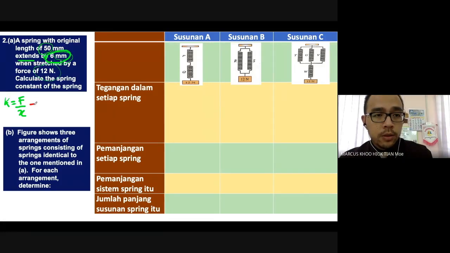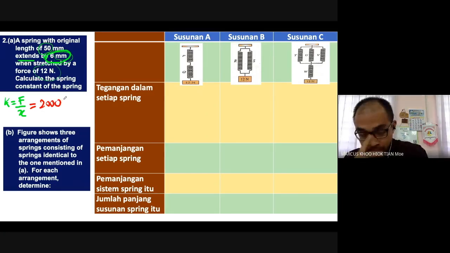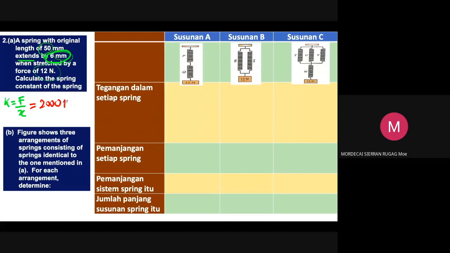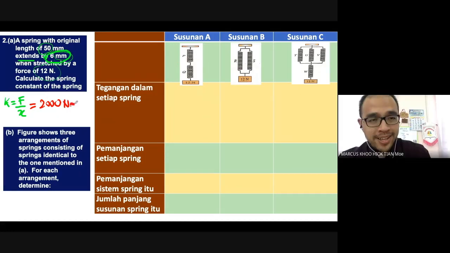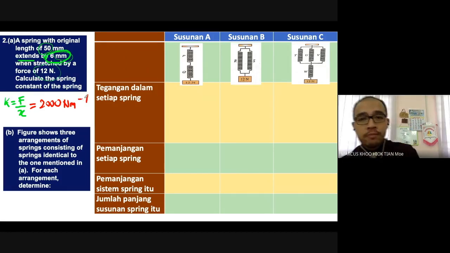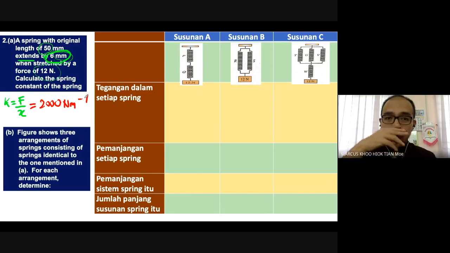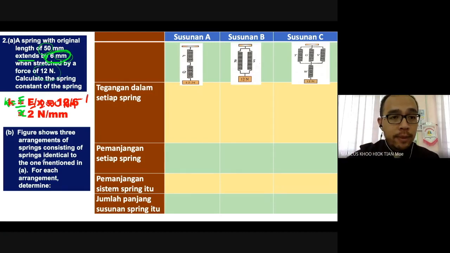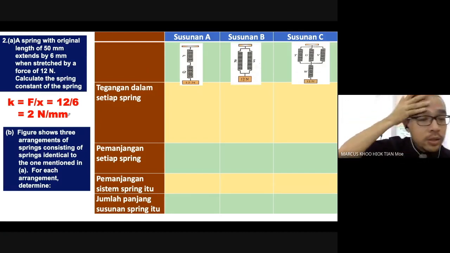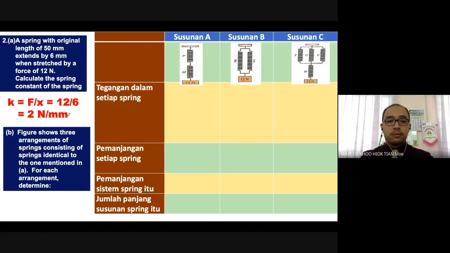K equals 2000 Newton over M. Newton per meter. 2000 Newton per meter, but I'm not actually sure whether dia punya jawapan adalah begitulah, but let me check lah. Oh, okay, so dia pakai 2 Newton per millimeter. Can lah, also can, but if you use 2000 also, no problem.